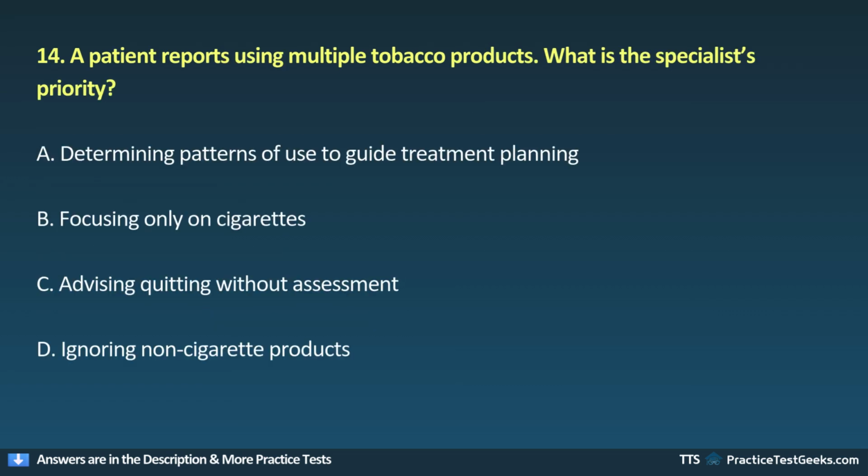14. A patient reports using multiple tobacco products. What is the specialist's priority? A. Determining patterns of use to guide treatment planning. B. Focusing only on cigarettes. C. Advising quitting without assessment. D. Ignoring non-cigarette products.